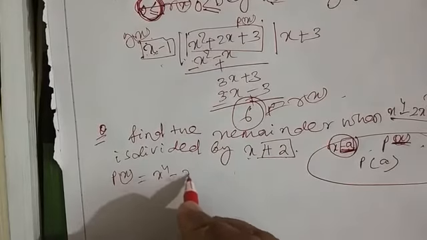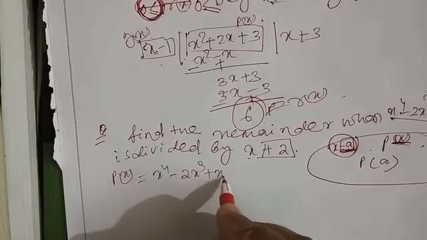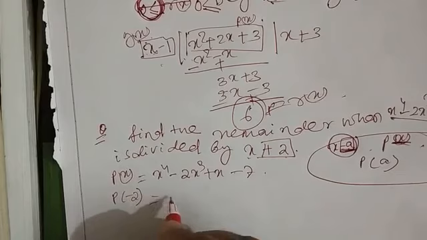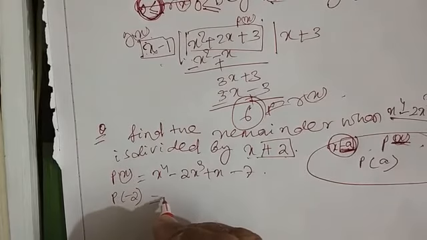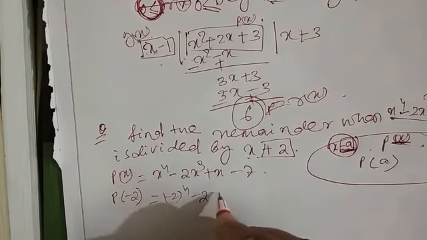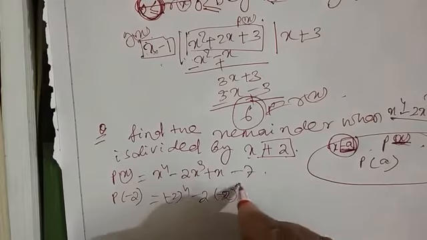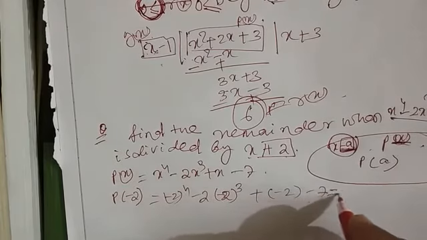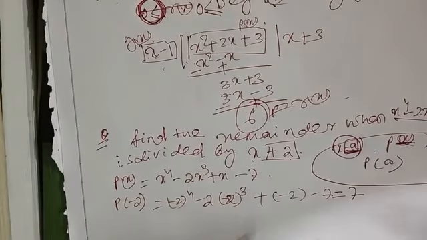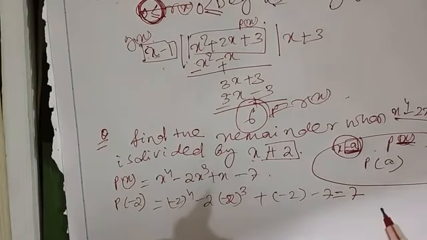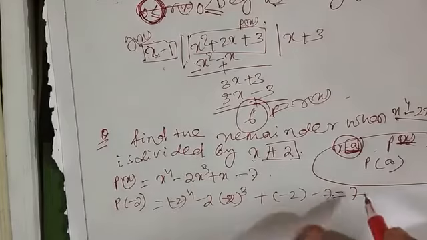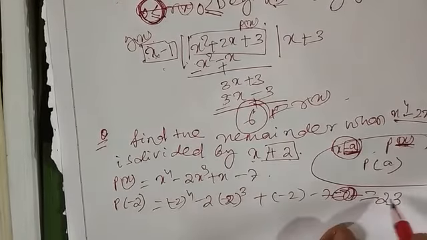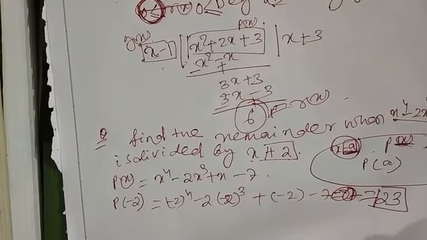So what is p(x) now? x fourth minus 2x cube plus x minus 7. So what is p of minus 2? Minus 2 to the power 4, minus 2 into minus 2 cube, plus minus 2, minus 7. So it is 23. Okay, so the remainder is 23.